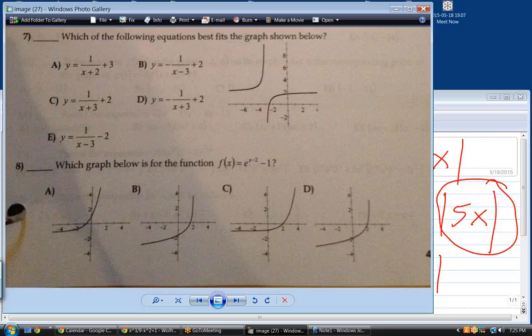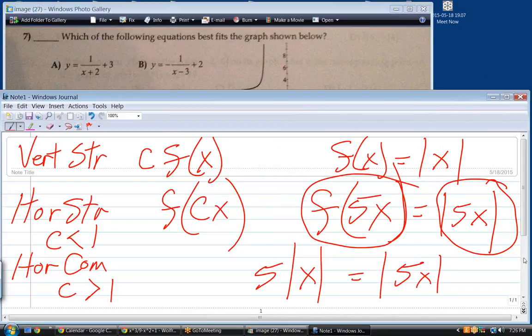Would it be C and D? Right. Those are the only two possibilities. Both of them are shifted up by 2 units. So which one is it? Is it C or D? I think it's D. Because of this negative sign. Let me show you why.